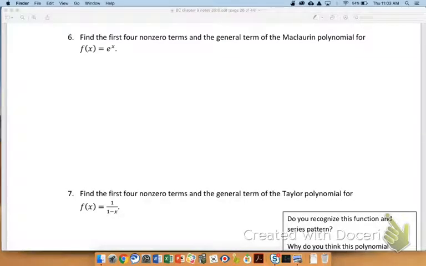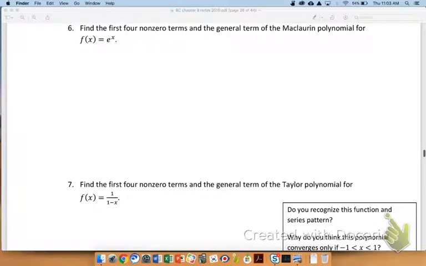Okay, so number 6. Number 7 has a little typo. Please don't move on to number 7 yet. It has just a typo in that there's an omission of a centering point, so we need to do something with that.